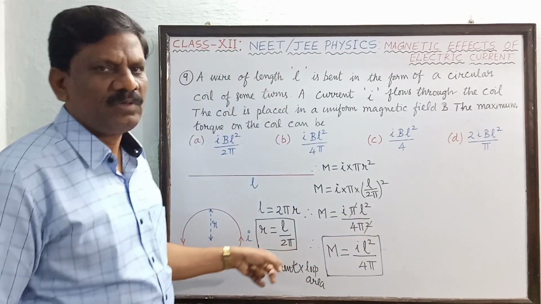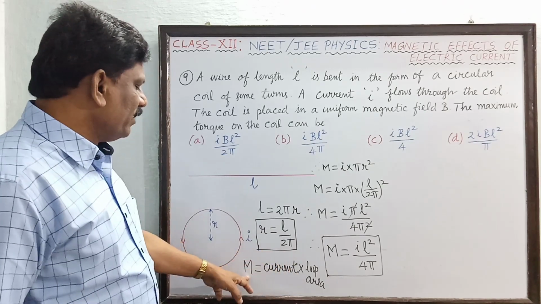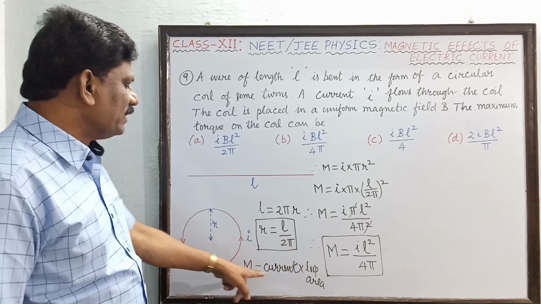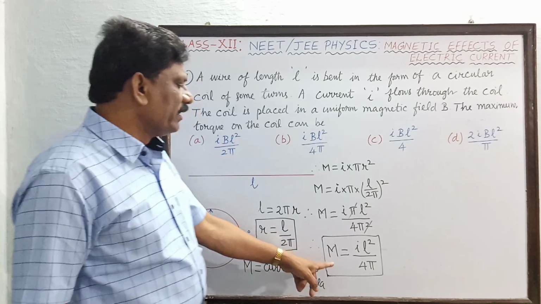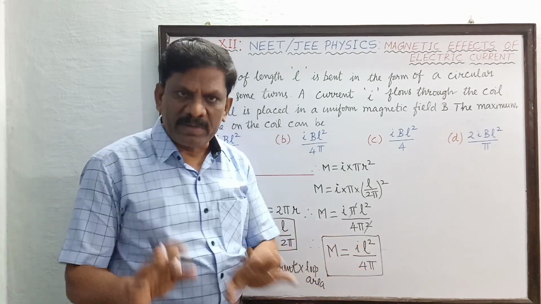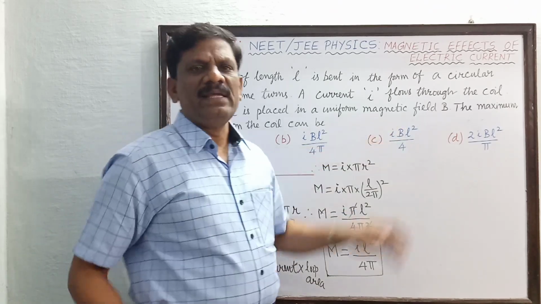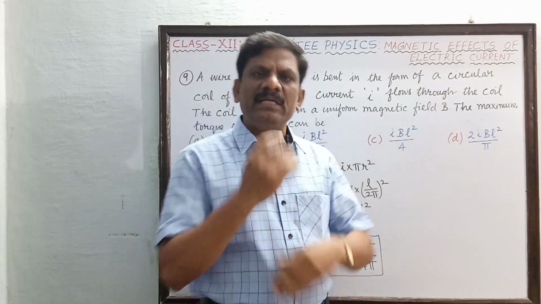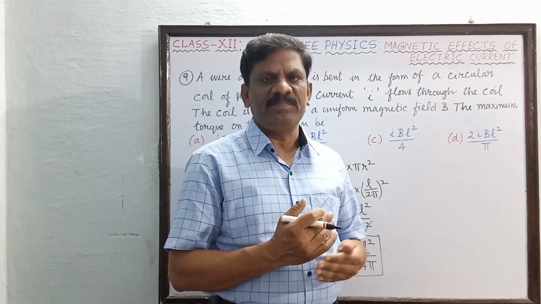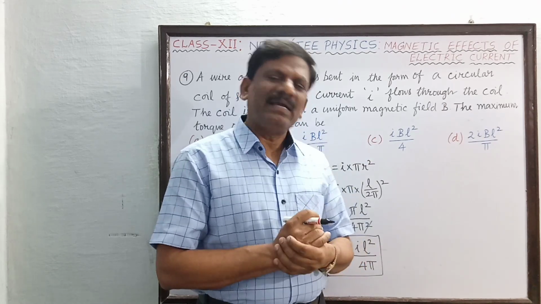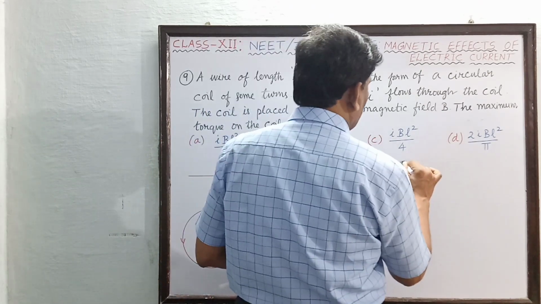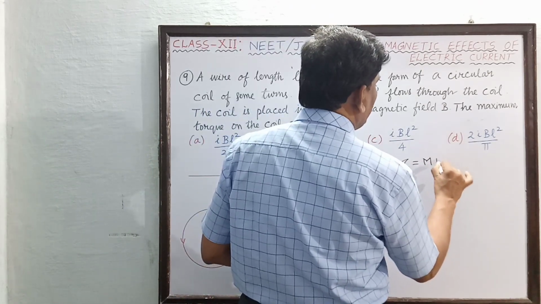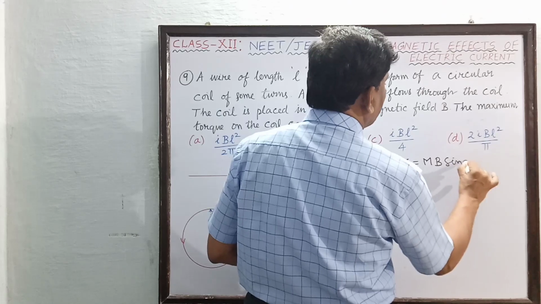Have you all understood up to this step? So the magnetic moment of the circulating current in the loop is equal to the current multiplied by the loop area. From that I have got M is equal to IL square by 4 pi. Now, when it is placed inside a magnetic field B, it will try to rotate with a torque. When is the torque maximum? What is the expression for the magnitude of the torque? Torque tau is equal to M into B into sine theta.